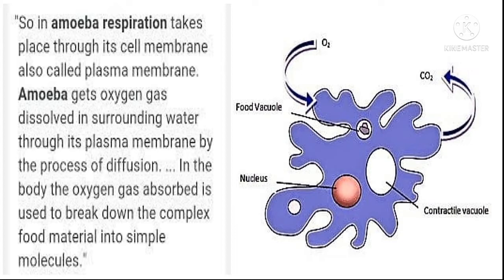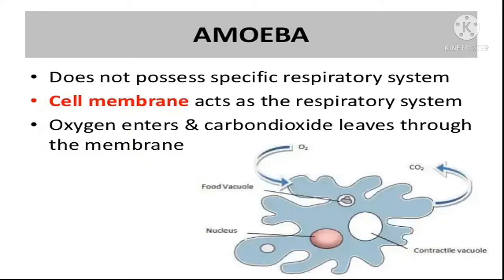Amoeba shows an aerobic type of respiration. So in amoeba, the respiration takes place through the cell membrane, also called the plasma membrane. They do not possess a specific respiratory system. Then how do they respire? Through the cell membrane, which acts as the respiratory system.